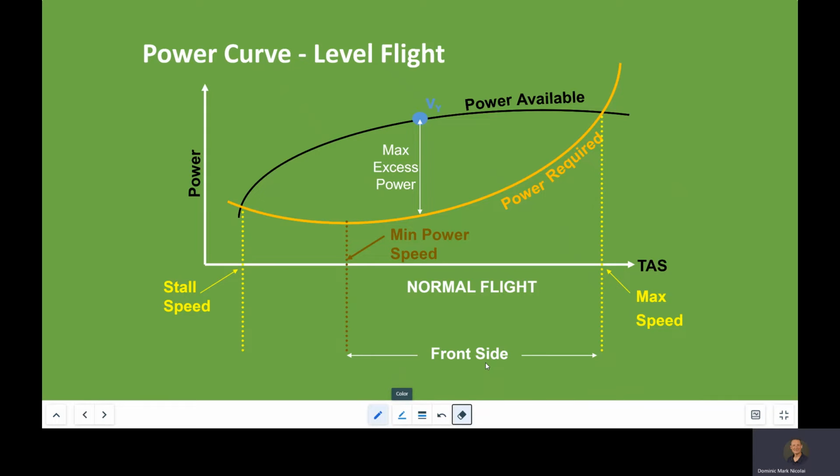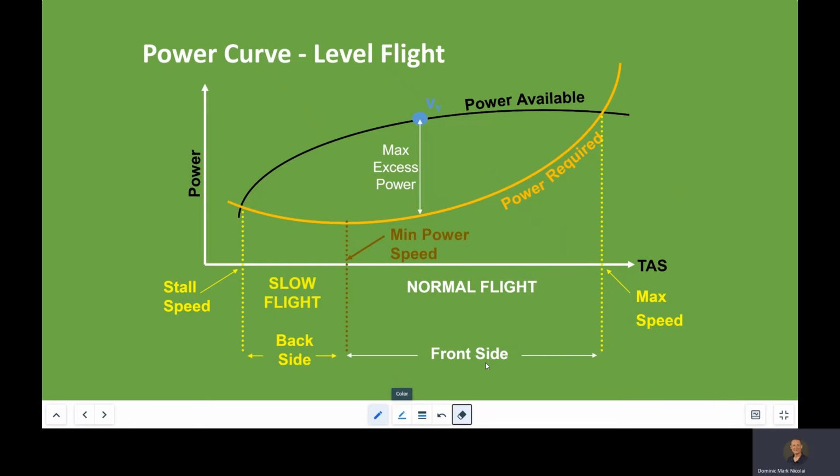To the left side of the minimum power speed is my region for slow flight. Slow flight also goes by the backside of the power curve. You know you're on the backside of the power curve if you want to fly slower, you need more power.